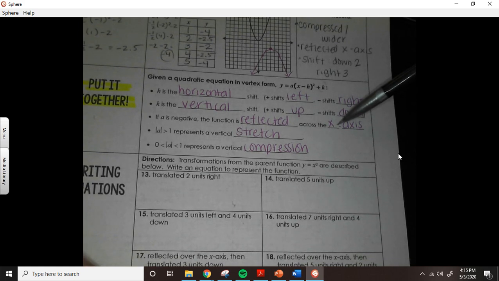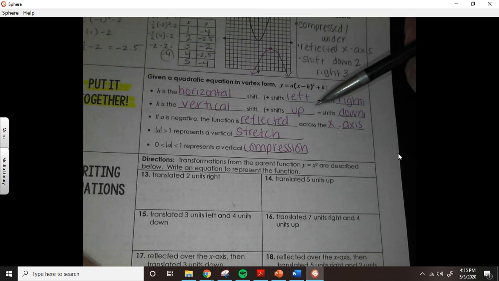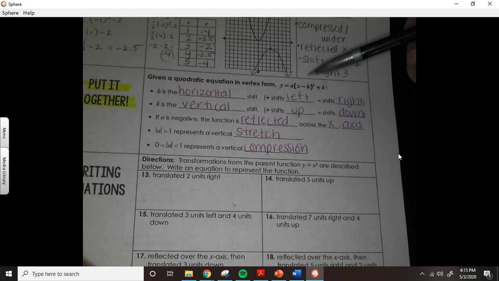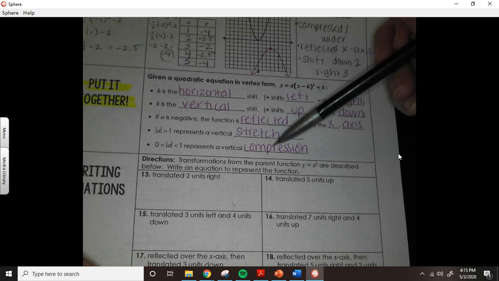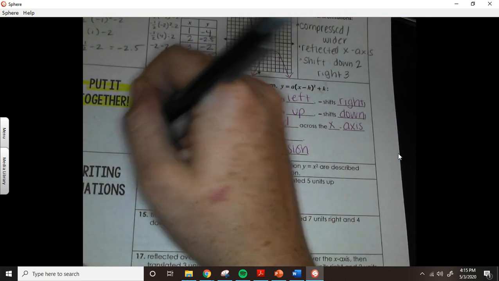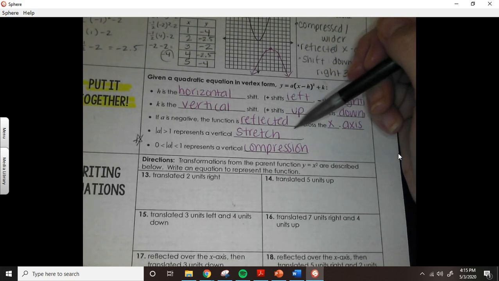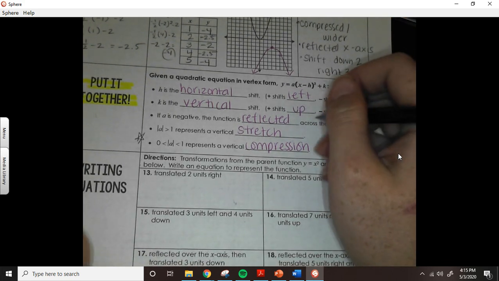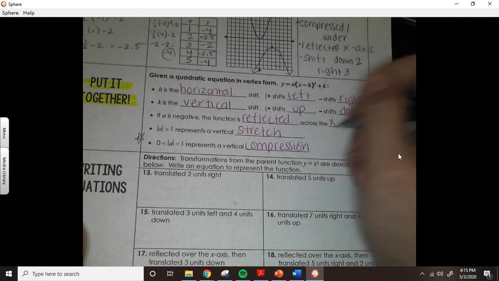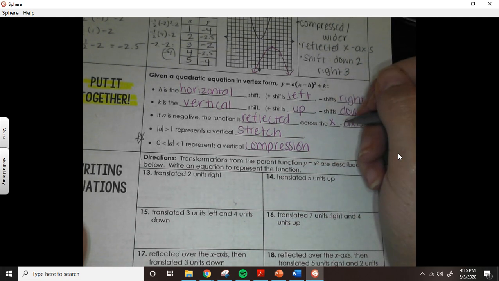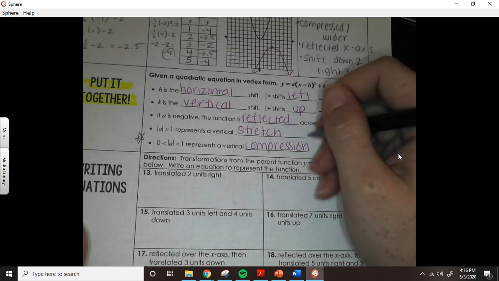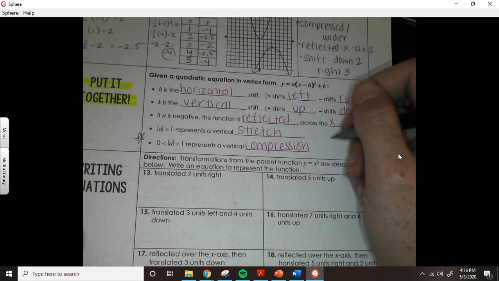So if it was opening up, now it's down. If it was opening down, now it's up. Or if a is negative, it's basically the opposite. So if you have something that's negative and is now positive, it reflected up. Okay, now between stretches and compressions. If the absolute value of a is greater than 1, that means it's a stretch. Basically, this means whole numbers greater than 1, clearly, right?